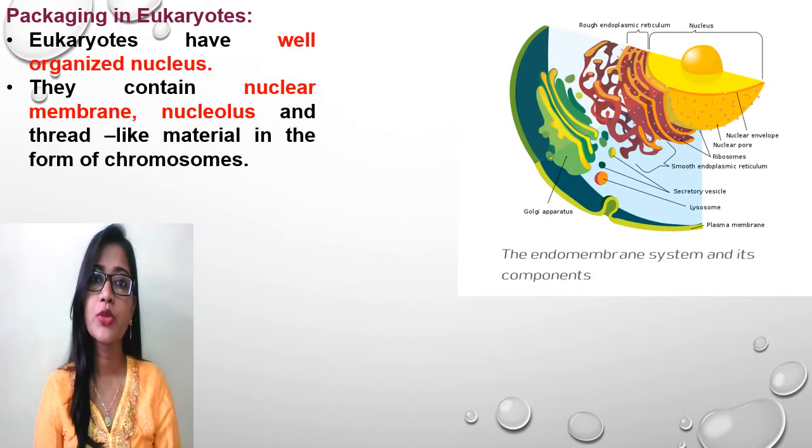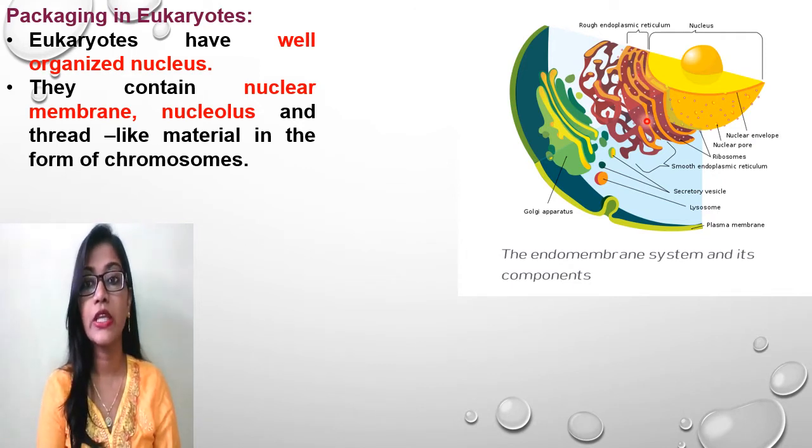In today's video we are going to discuss how the packaging of genetic material occurs in the case of a eukaryotic cell. You can observe this is the eukaryotic cell structure. This is the nucleus. This part is the nuclear envelope. These are the nuclear pores. These are the ribosomes. This is the smooth endoplasmic reticulum. This is the rough endoplasmic reticulum. You have studied all these structures in detail in your 11th standard. Now these are the lysosomes, plasma membrane, right? So all these things you have studied. Now this is the general idea of how a eukaryotic cell looks.